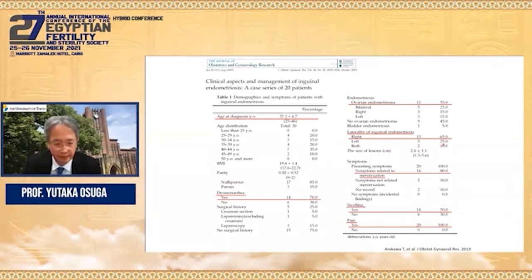It was very interesting. And symptoms were related to menstruation in 80%, and swelling at the lesion was 70%, and pain at the lesion was 100%.